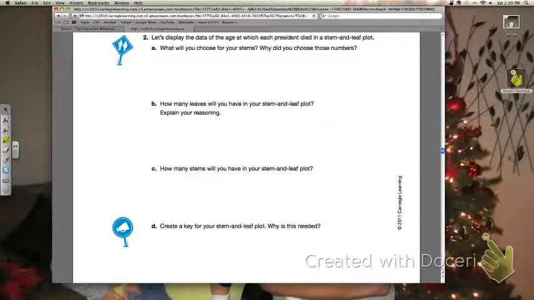Let's take a look on the next page, page 1030, and look at number 2. It says, let's display the data of the age at which each president died in a stem and leaf plot. So before we actually construct it, go through with your group members and answer number 2, letters A through D. Take a couple of minutes to do that in order to make sure that we eventually construct our stem and leaf plot correctly.